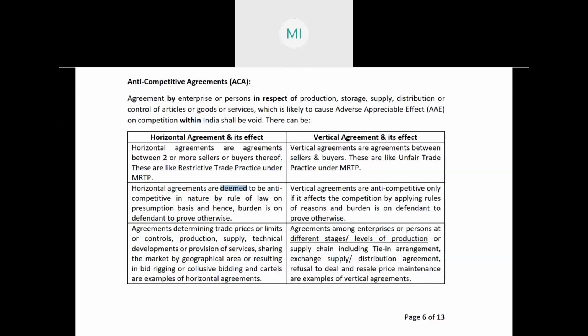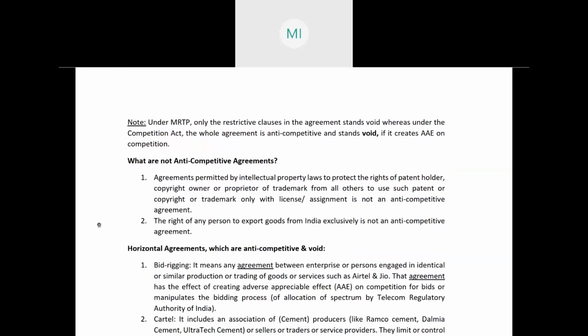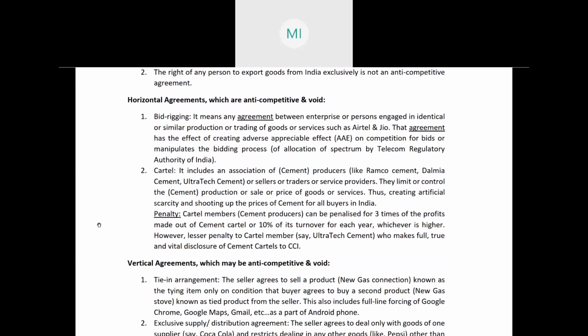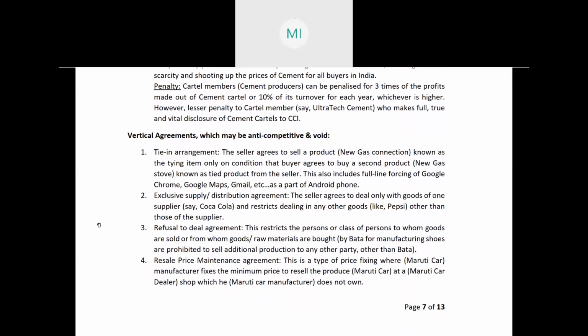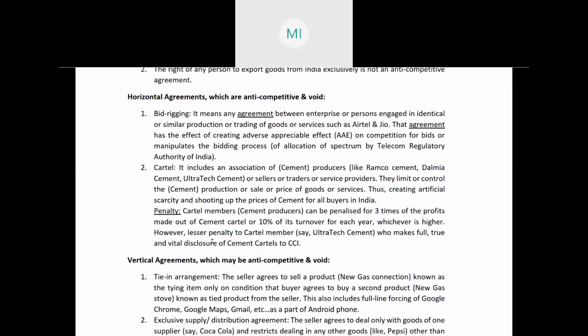In the same way, now we'll see about vertical agreements. See, vertical agreements you have to prove with reasons, only then they become anti-competitive. Remember the heading, so you're able to appreciate the difference: horizontal agreements are anti-competitive, vertical agreements may be anti-competitive. Okay, you're able to understand the difference, I guess.